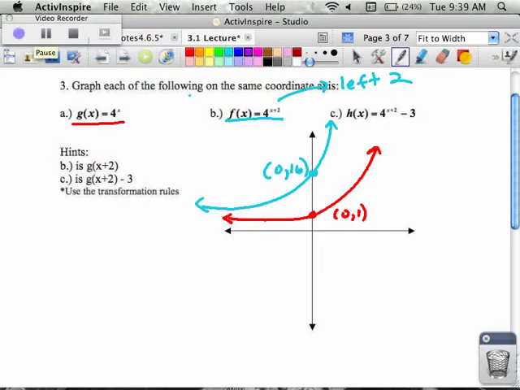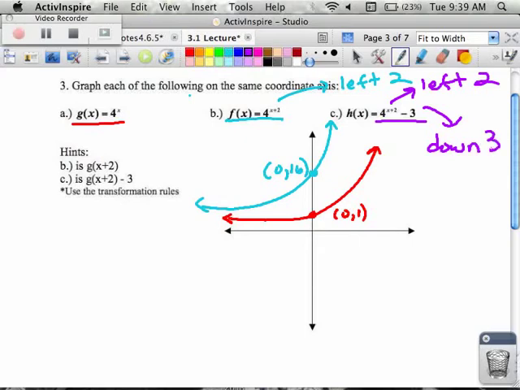Letter C. Letter C, I see the same thing that I had in B, which was different than A by a little bit. What has happened compared to letter A with letter C? 2 phrases, one at a time. Tristan. Well, it's moving left 2. Stop. Thank you. It went left 2. Right? And down 3. Excellent. Left 2 and down 3.